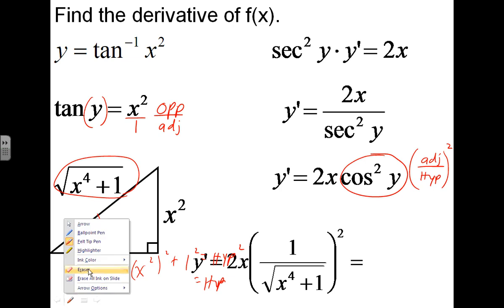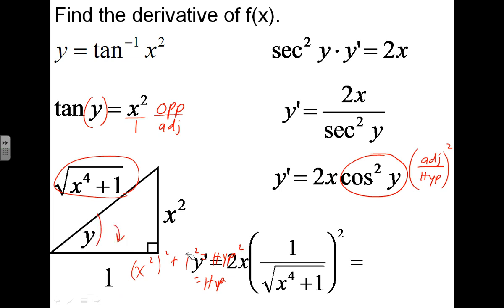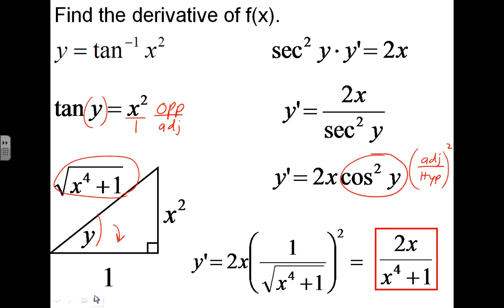And I need to erase this a little bit. Forgot it came over that far. Give me a minute with my pen I'm trying to work with. There we go. So, I've just made that substitution. And the final answer will be 2x over x to the fourth plus 1. Not bad at all. Like I said, there's quick forms of doing this, but memorizing it, there's too many. This is tried and true.